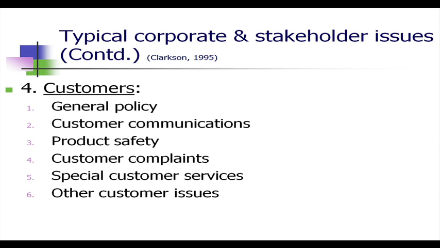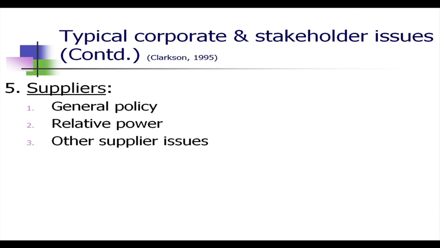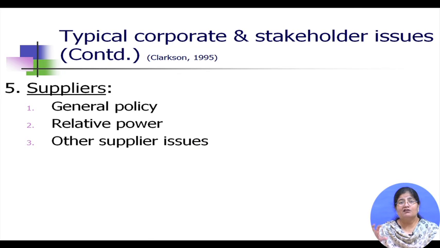Special customer services: you have customers that need special assistance, especially in the service industry. There need to be special services to cater to the special needs of customers, the elderly, the differently abled customers. So how do you cater to those? And all of those things also need to be managed by the company. Other customer issues. So that is the scale at which the organization is dealing with things. Suppliers: general policy, relative power of the suppliers over the organization, other supplier issues.